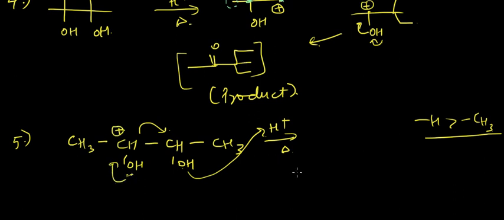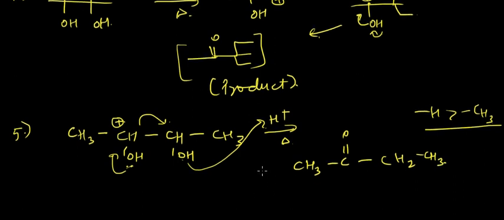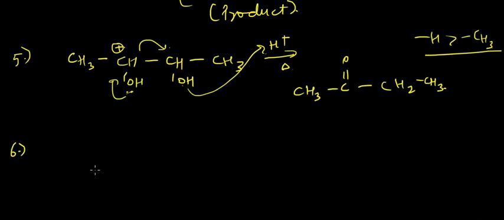Okay, the whole story repeats itself. We will get something like this structure, CH2 CH3. This would be the final product formed. Okay, let's look at another example.